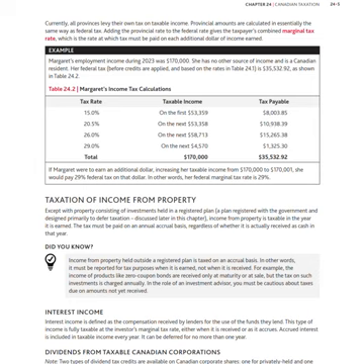Example: Margaret's employment income during 2023 was $170,000. She has no other source of income and is a Canadian resident. Her federal tax before credits are applied, based on the rates in Table 24.1, is $35,532.92, as shown in Table 24.2. Table 24.2, Margaret's Income Tax Calculation. Tax rate 15%. Taxable income, on the first $53,359. Tax payable, $8,003.85.